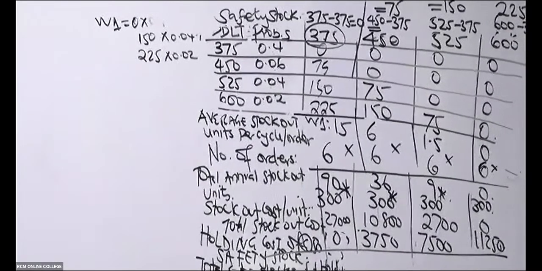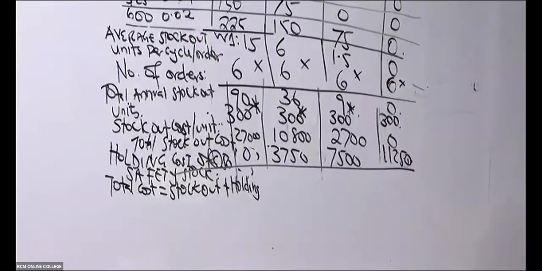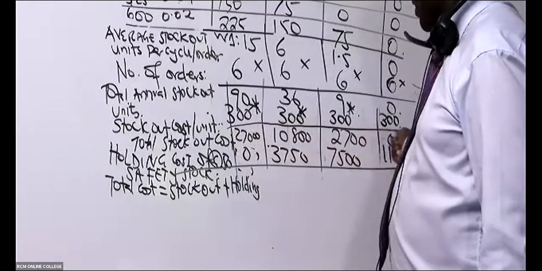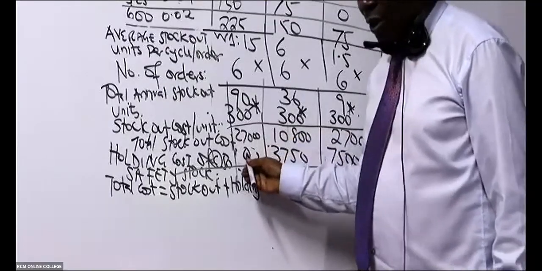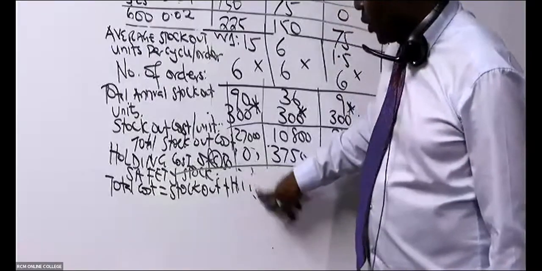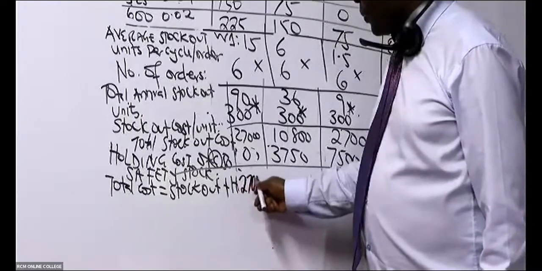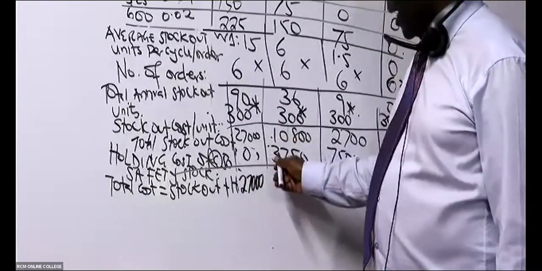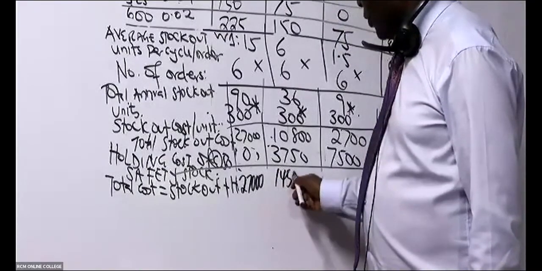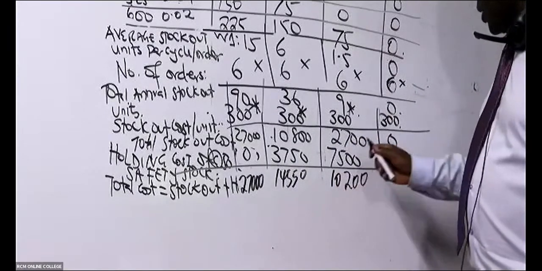Slowly. Just slowly. So remember, it is costing. So costing, you start here. All right. So you take 27,000 plus 0. So the first one is 27,000, right? The second one, you take this plus this. 14,550. The third one, 10,200. And then the last one, 11,250.